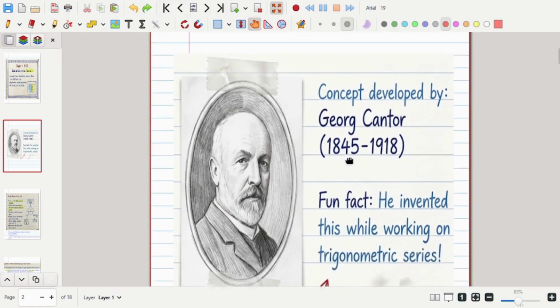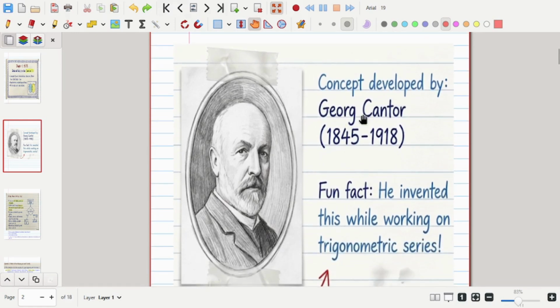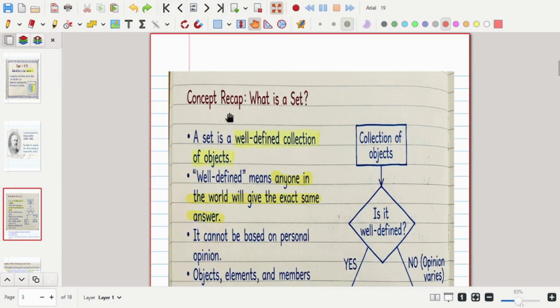The concept of set was developed by Georg Cantor between 1845 and 1918. He invented this while working on trigonometric series. So what is a set? A set is a well-defined collection of objects.